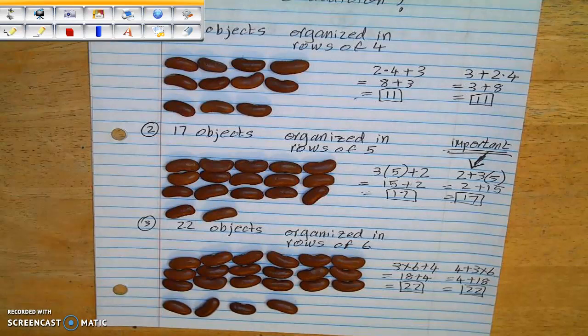In all of these 3 problems, I did the multiplication before I did the addition. Even if the addition sign came before the multiplication sign in the problem, the multiplication you do first. Really important to remember that.